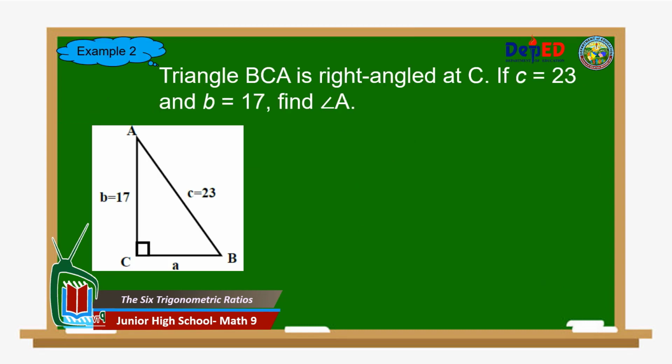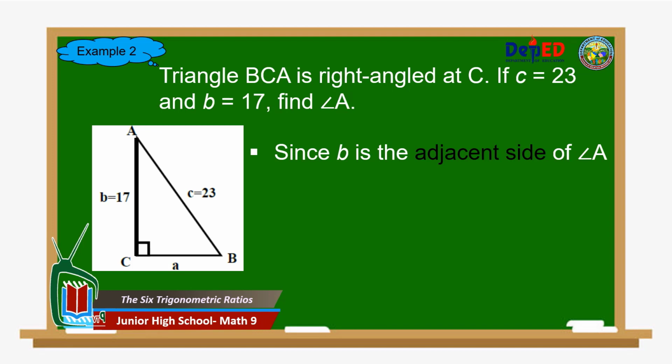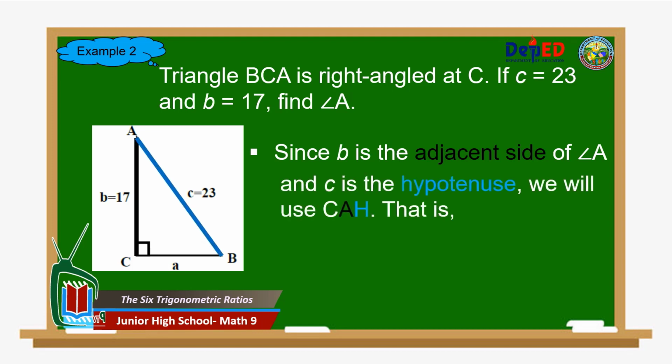Second example. Triangle BCA is right-angled at C. If C is equal to 23 and B is equal to 17, find the measure of angle A. Since the given side B is the adjacent side of angle A and side C is the hypotenuse, we are going to use CAH. That is, cosine of angle A is equal to the adjacent side, which is B, all over the hypotenuse, which is C.